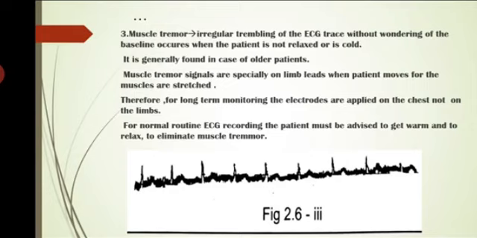Therefore, for long-term monitoring, the electrodes are applied on the chest, not on the limbs. For normal routine ECG recording, the patient must be advised to get warm and to relax to eliminate muscle tremor.